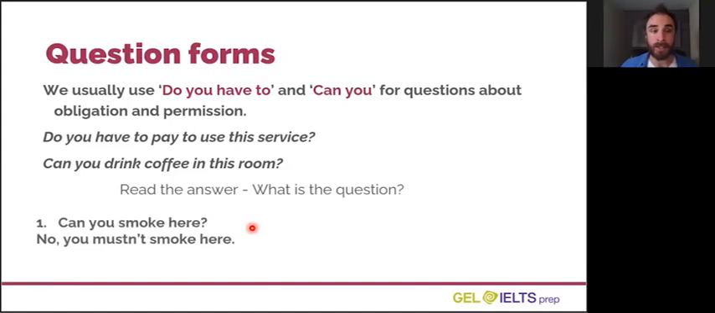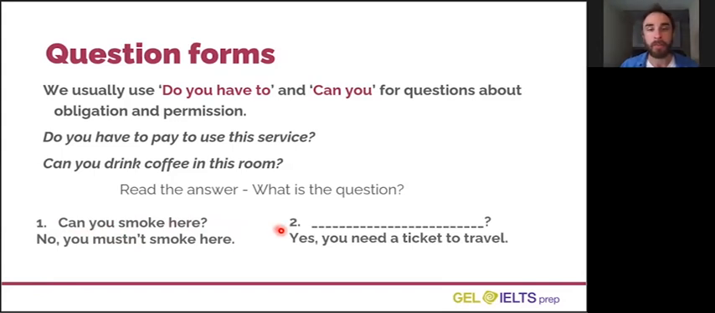The correct answer is, can you smoke here? This person is asking about permission or prohibition of smoking. The answer, no, you mustn't. This is prohibition. So permission and prohibition, you ask, can you? Number 2, the answer is yes, you need a ticket to travel.